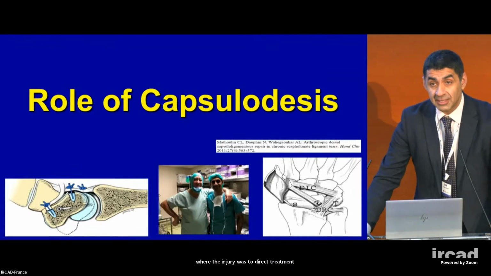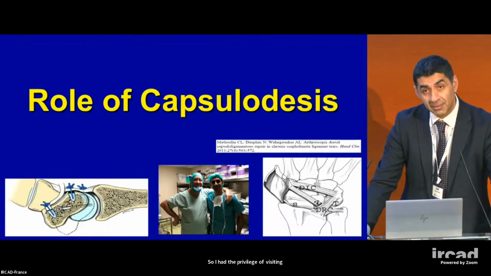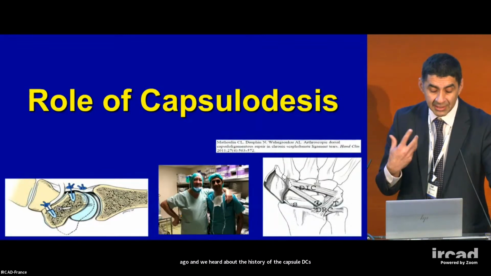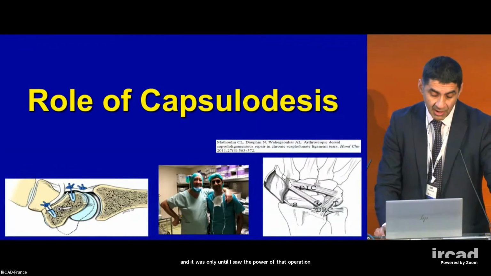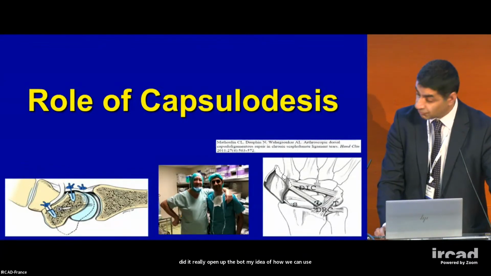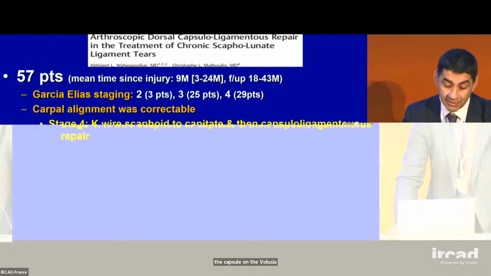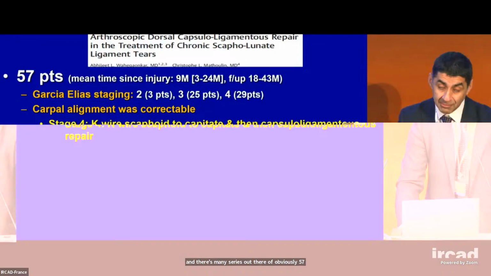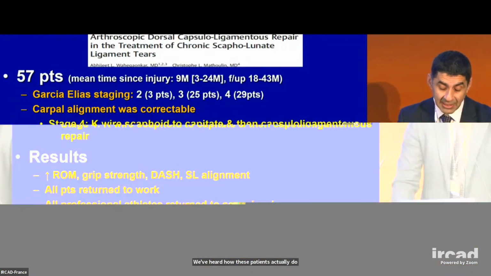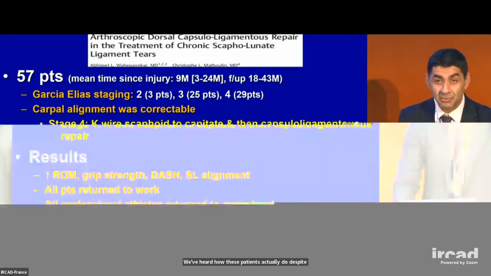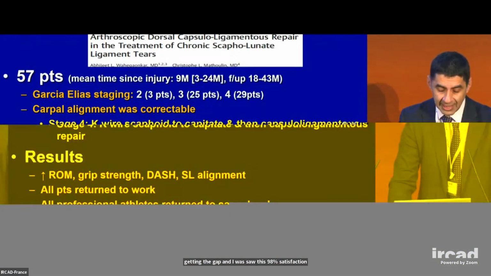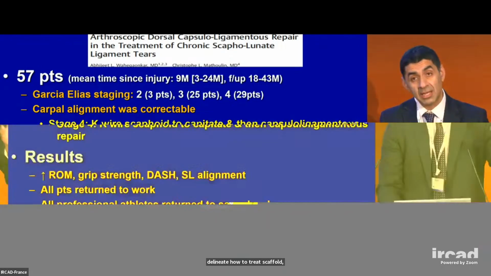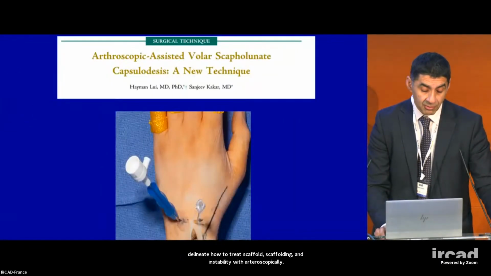I had the privilege of visiting Christophe many years ago, and we heard about the history of the capsulodesis. It was only when I saw the power of that operation that it really opened up my idea of how we can use the capsule on the volar side. So Christophe, thank you. If you look at his series of 57 patients, and there are many series out there, we've heard how these patients actually do well despite having the gap. I saw this 98% satisfaction rate, so to me this was a very powerful study to try and delineate how to treat scapholunate instability arthroscopically.